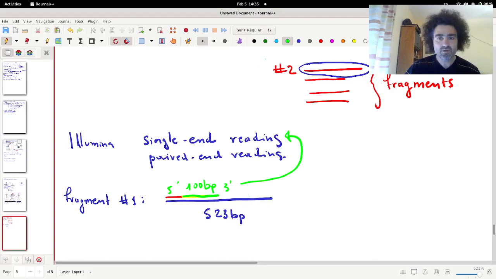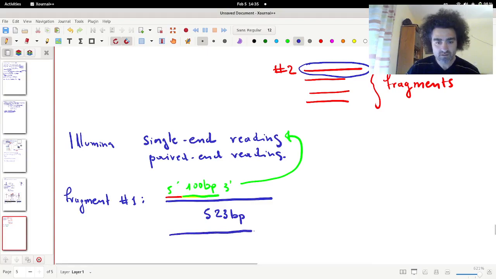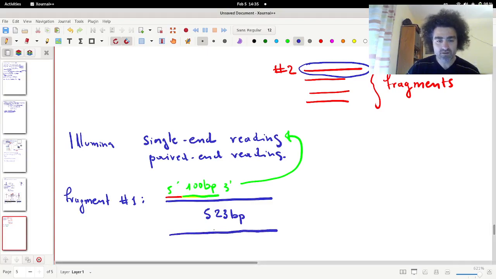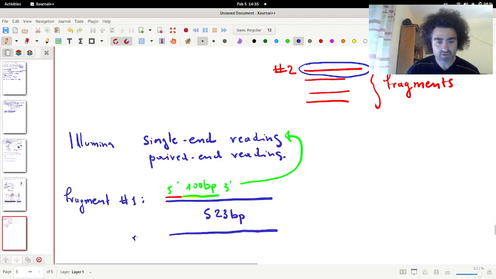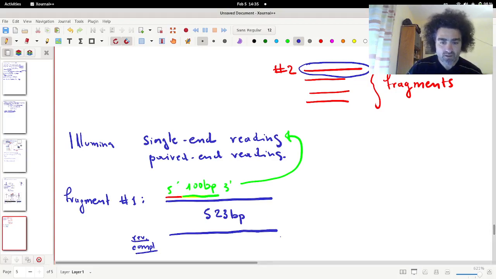But it is possible also that we have the complementary of it. So this is the reverse complement of the first one. You will read also from the other side. So you will get also this information.